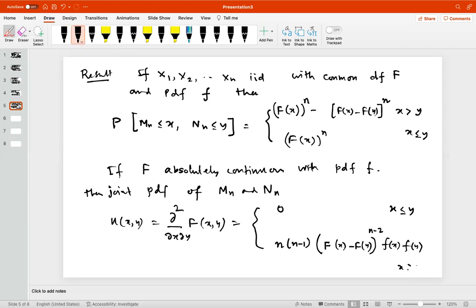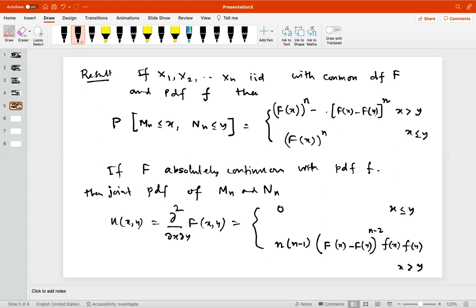You can easily check that. Take the partial derivative of this function, fx to the power n minus fx minus fy to the power n. So take the derivative with respect to x first, then y. The derivative with respect to x is n into fx to the power n minus 1, then small fx, minus n into fx minus fy to the power n minus 1, times small fx.